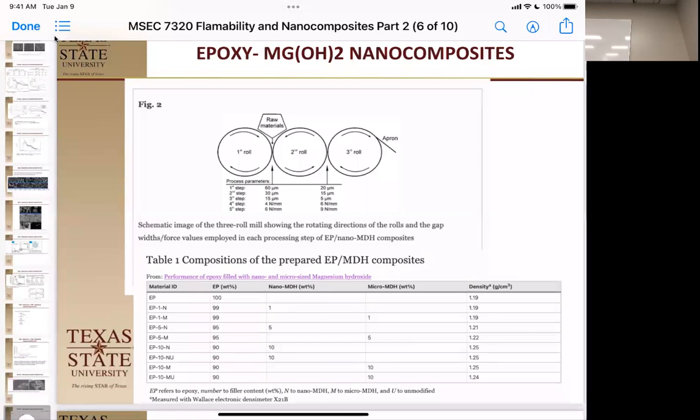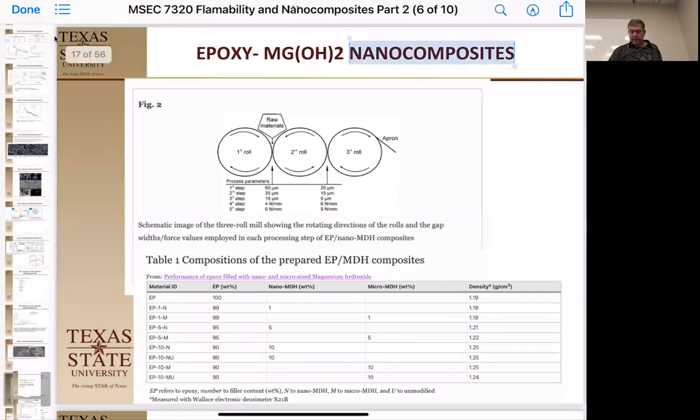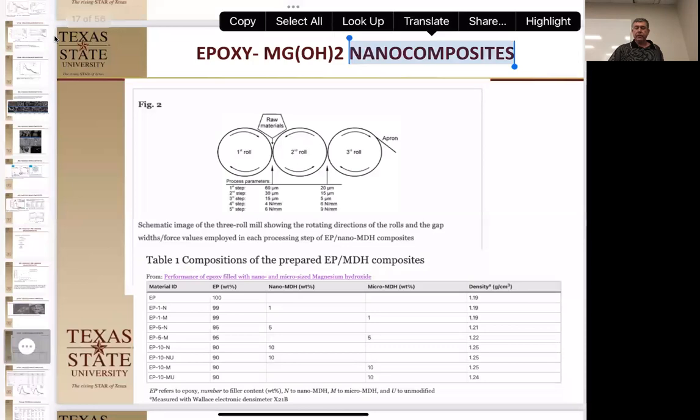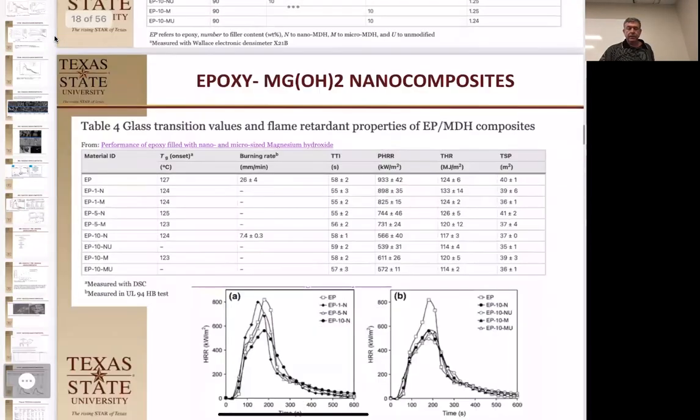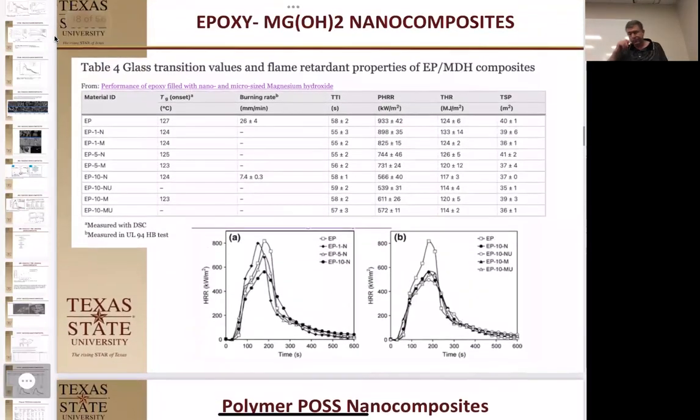So in this design of experiment, they did nano, micro, nano, micro, nano untreated, meaning they didn't use surface treatment on it, and micro untreated. And they found that they all have about the same density, which is what you'd expect with that kind of filler level. Notice the density is increasing as the filler level increases. So here are their results, and it had some interesting stuff here.